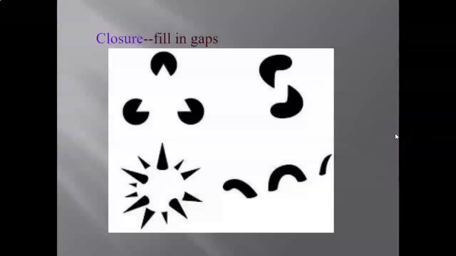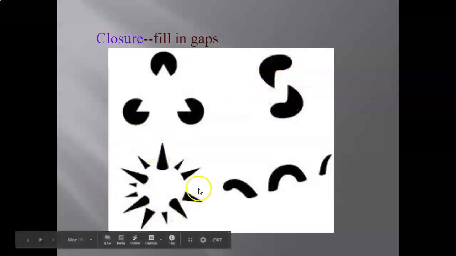This is a fun one. We use closure to fill in the gaps. Can you see the triangle? However, there is no triangle. You have only used closure to create one. Or here, the rectangle. But again, there is no rectangle.